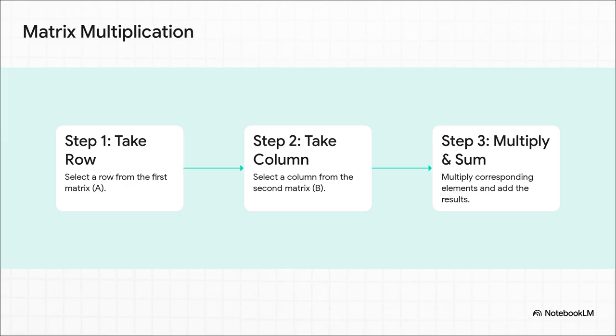To get each new number in your final matrix, you multiply a row from the first matrix by a column from the second one. You just move across the row and down the column, multiply the corresponding numbers, and then add them all up. It's just row on column, row on column. Once you get that little dance down, you've got it.